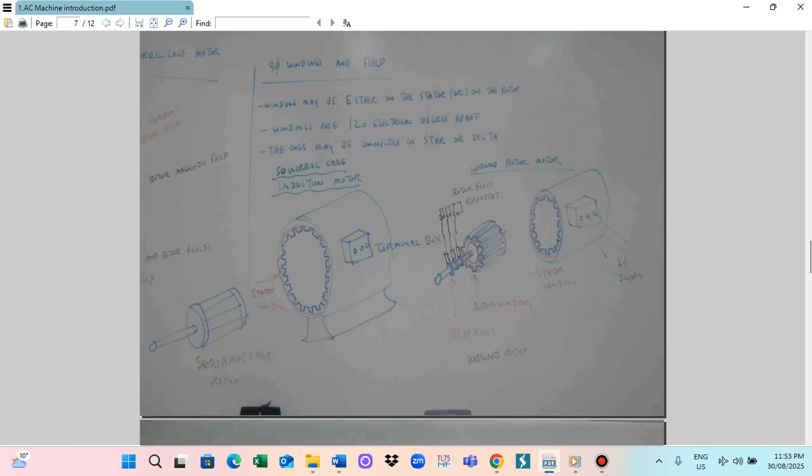And this is a rotor, it will be like this. This is a copper bar. So this is the rotor, with bars. This kind of machine we call the induction motor. The stator only has the winding and the rotor has copper bars. Another kind of machine is the wound rotor motor.